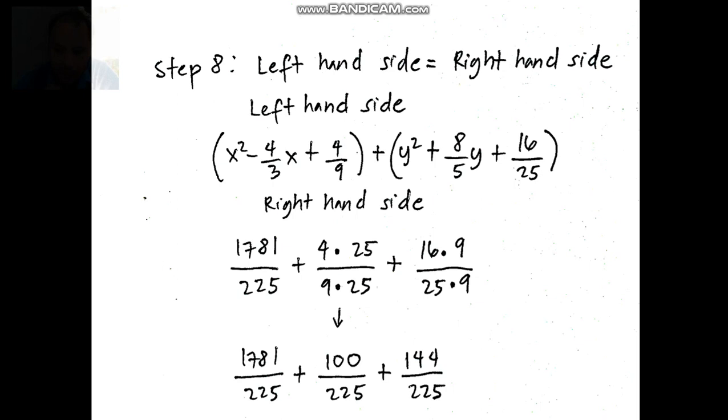In the right-hand side, I transformed the third terms into similar fractions so that these fractions can be added readily to the constant, which is positive 1781 over 225.